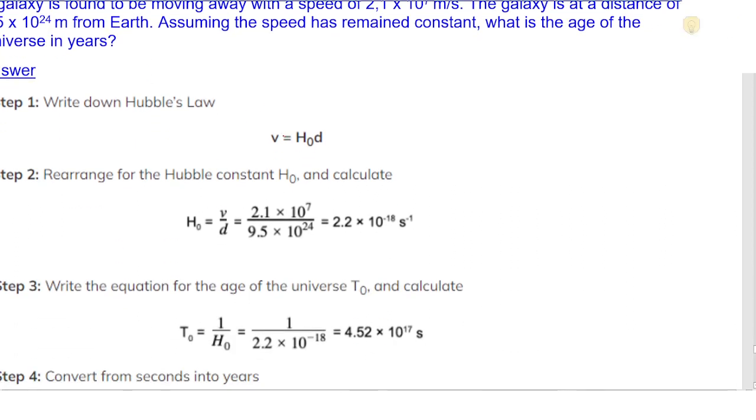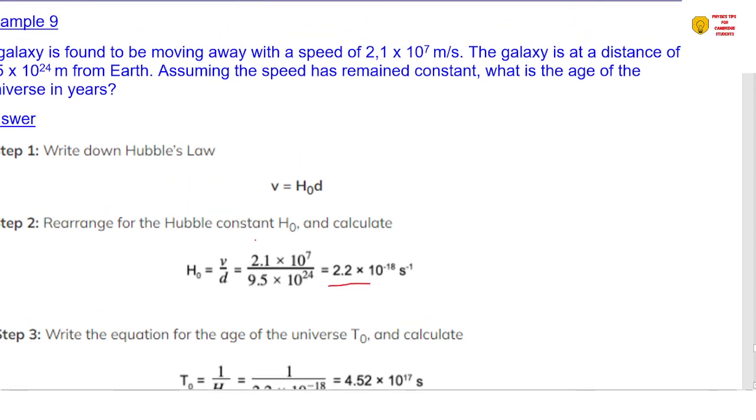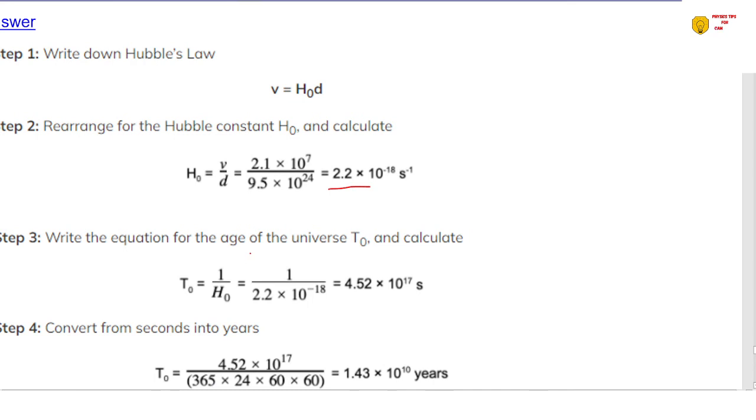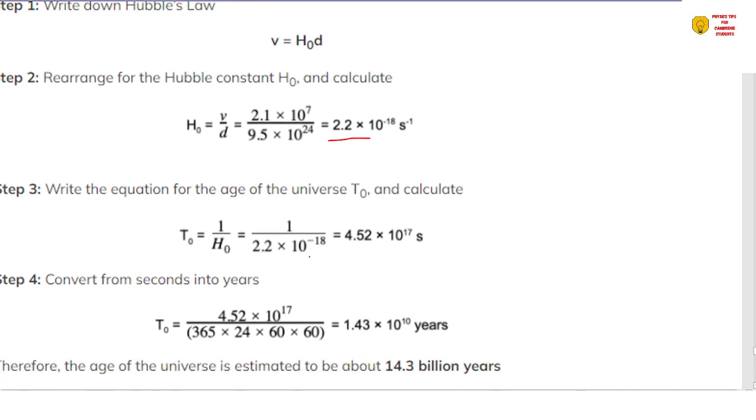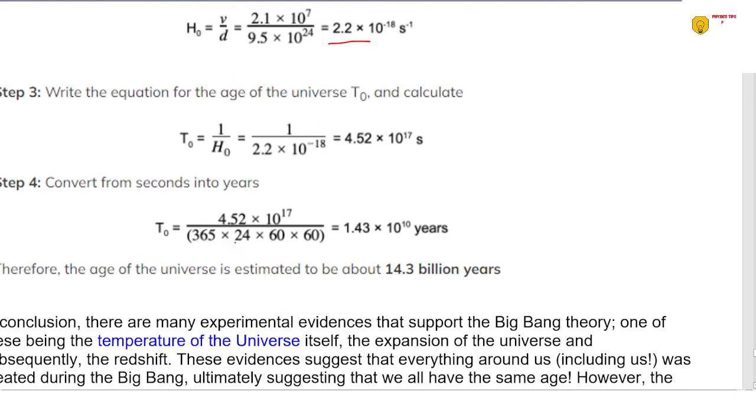So applying Hubble's law, v is equal to H naught d. We rearrange it to find H naught, which is going to be 2.2 times 10 to the power of minus 18 per second, according to this data. Then after we do that, we use t naught is equal to 1 over H naught to get the time at the beginning, which is going to be 4.52 times 10 to the power of 17 seconds. If you convert this into years, it's going to give you 1.43 times 10 to the power of 10 years, which is 14.3 billion years.